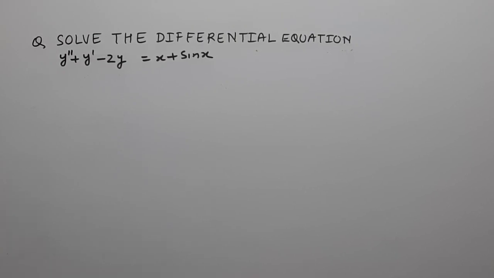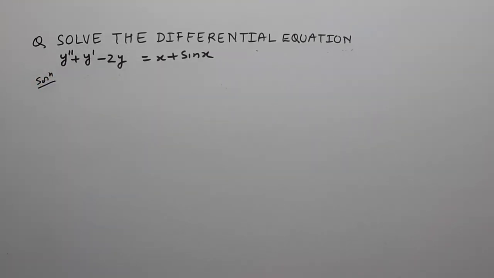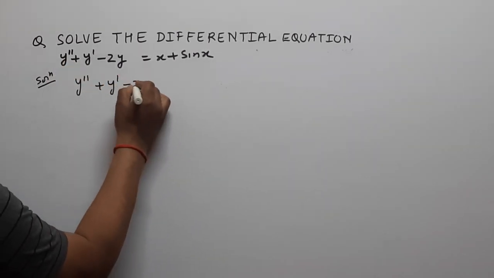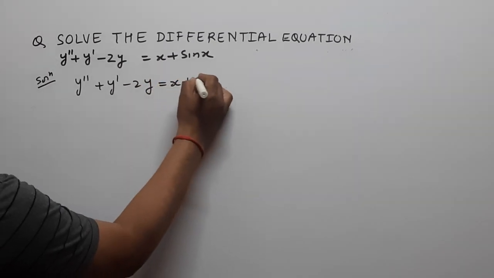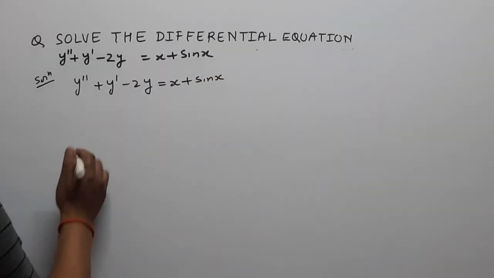Hello friends, now we have to solve the given second order linear differential equation with constant coefficient. You can see here y double dash plus y dash minus 2y is equal to x plus sin x. This is the given differential equation.